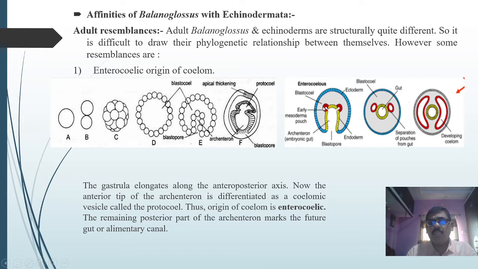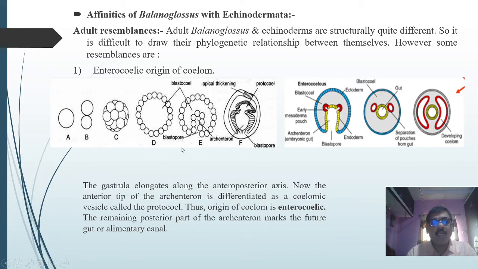There are early mesodermal pouches, and these pouches form from the embryonic gut. If the coelom forms from this embryonic gut, then we call it the enterocoelous type of coelom. So in both echinoderms as well as Balanoglossus, the origin of the coelom is the enterocoelic type.